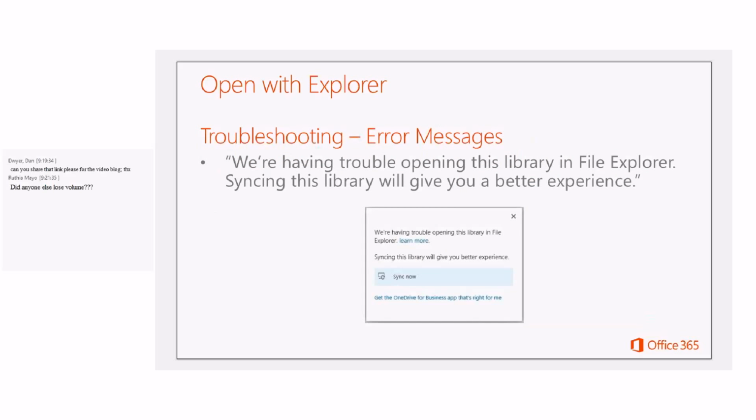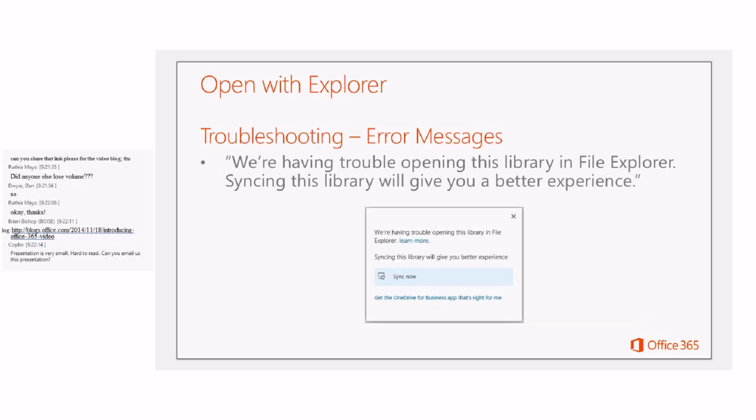So we're going to talk now about just some of the errors or problems you can have when you're using Open with Explorer. The first we'll talk about here is we're having trouble opening this library in File Explorer. Syncing this library will give you a better experience. So as you can see on this screen capture here, it's kind of referencing the OneDrive for Business Sync app. Just be aware that's another option to connect your Windows Explorer with SharePoint Online by using that sync application.